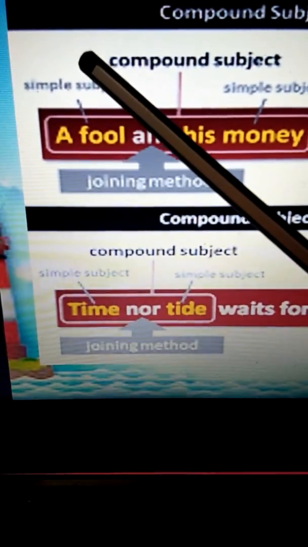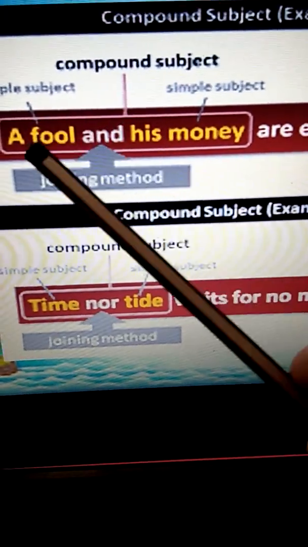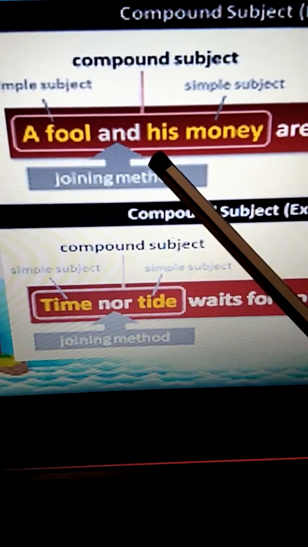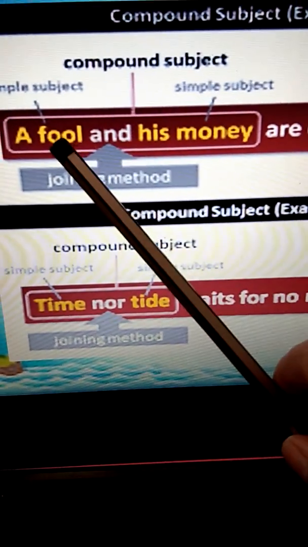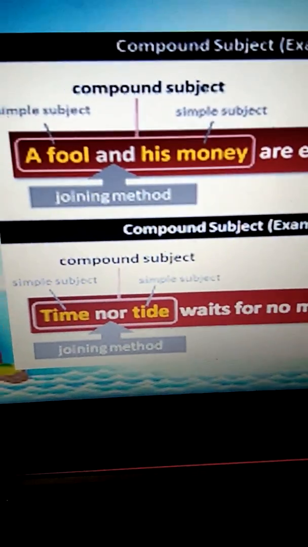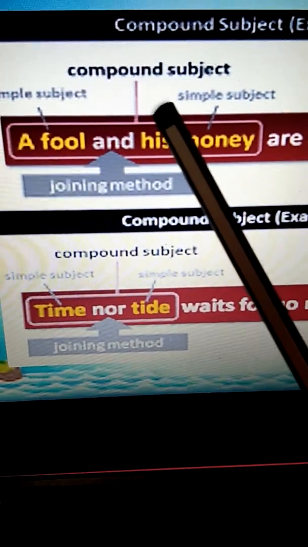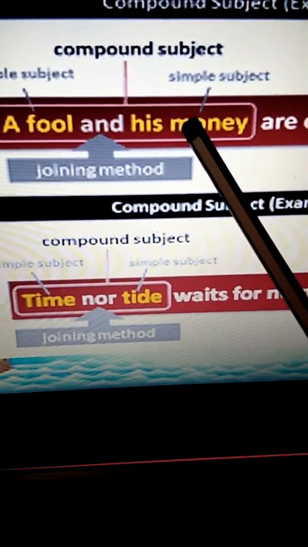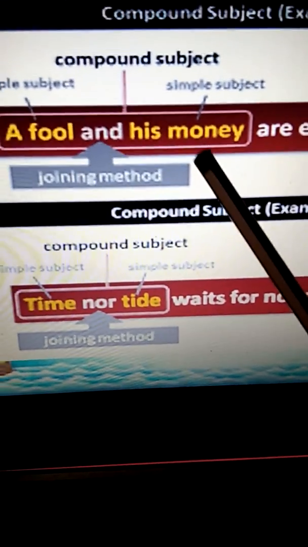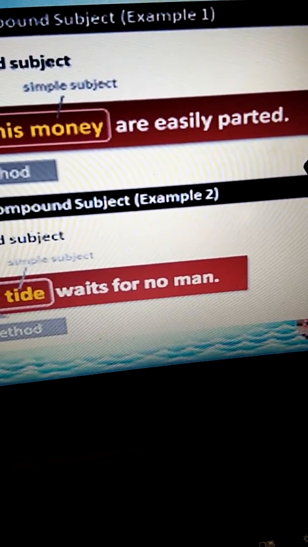A fool is a simple subject. His money is a simple subject. And these two simple subjects are joined by this word and. So, two simple subjects we are joining together with this and, this makes a compound subject. Clear? So, here again I will explain that we are talking about both a fool and his money. Together we are talking about it. Thus, it is a compound subject. Clear?